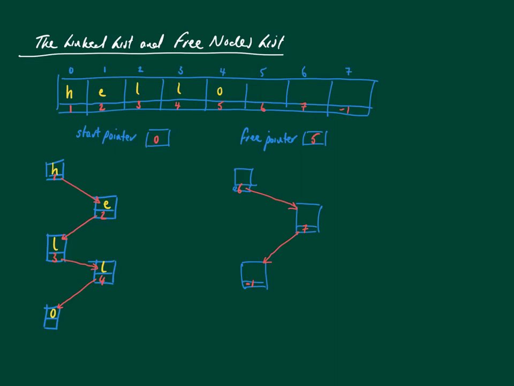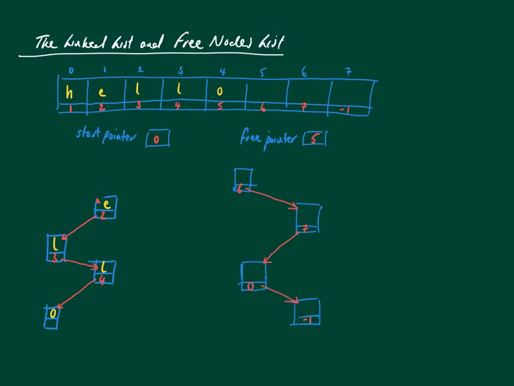Our start pointer signifies the first node which contains a value, and our free pointer contains the pointer of the first node which does not contain a value. This means that we can utilize these two lists. So for example, if we delete the H from the linked list, we can now utilize that node in the free nodes list. We could simply move it across to the free nodes list, change the pointer of the node identified as number 7, and have it pointing to node number 1 as shown.